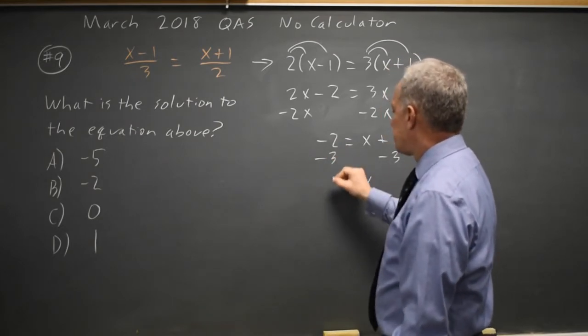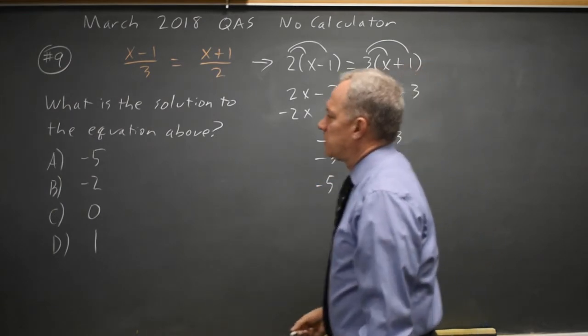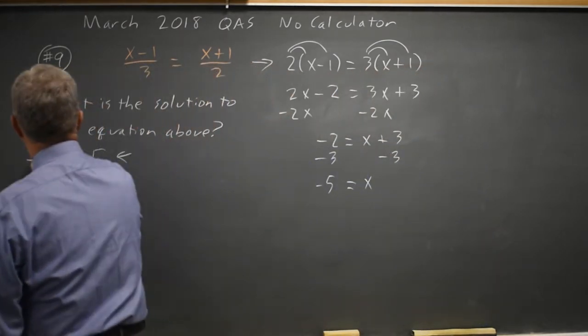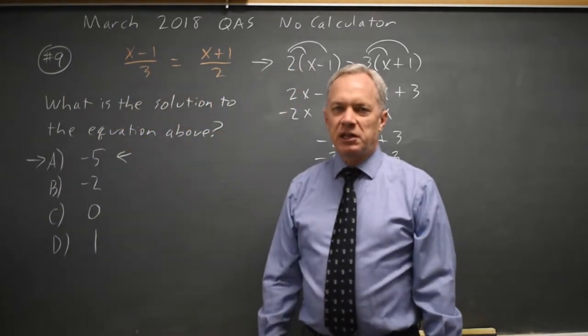Now let's subtract 3 from both sides to collect the constants. That leaves just x on the right. Negative 2 minus 3 is negative 5 on the left. x equals negative 5, choice A. Another method I could have used would be plugging in answer choices.